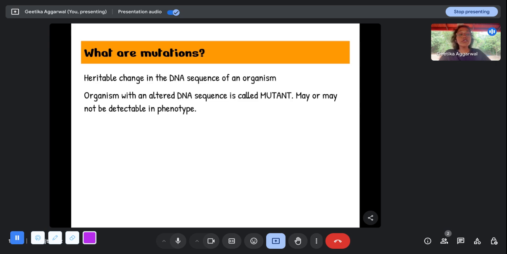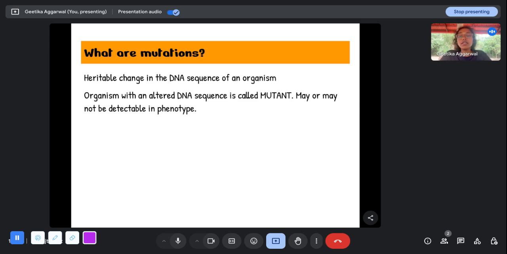Okay, so now that we have talked about DNA, and the human genome and why it's important, let's talk about what mutations are. Mutations is a word that's very commonly used these days, and when you talk about genetic disorders, mutations is something that comes to your mind early on. Mutations are heritable changes in the DNA sequence of an organism. So a mutation is a change happening in the DNA sequence, and it is heritable, which means it can be passed on from the parent to the offspring.